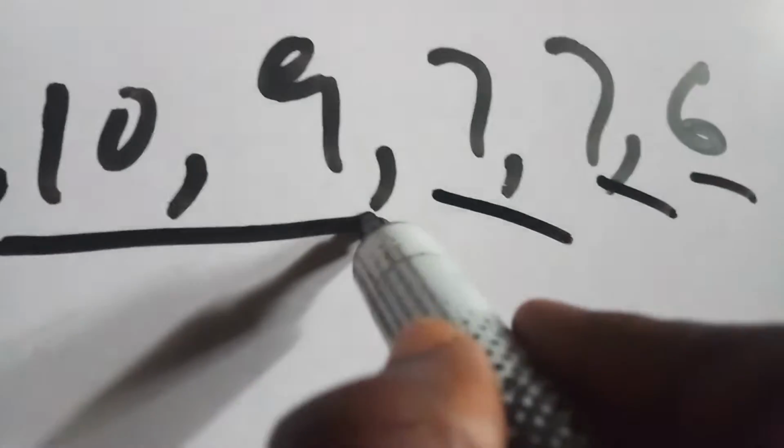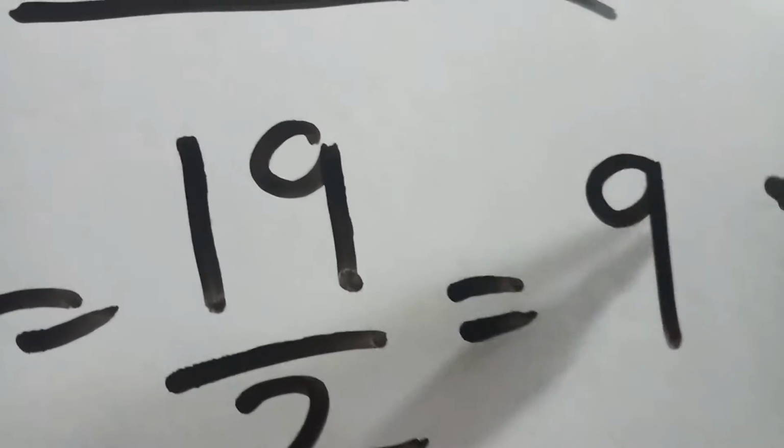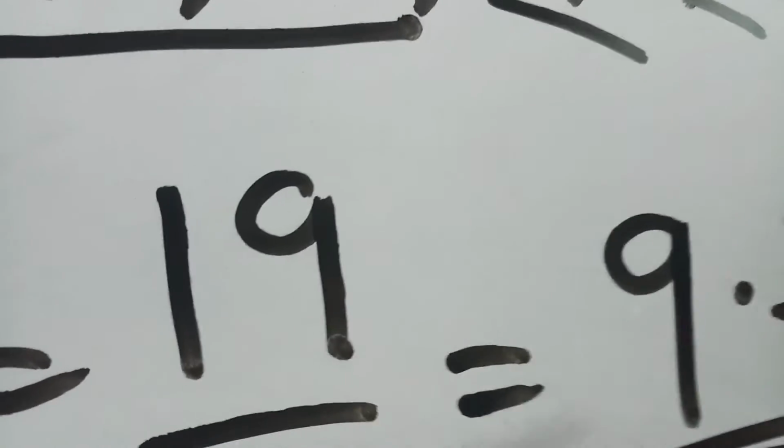The two remaining figures, you are going to add them together. That's 10 plus 9, divided by 2. 10 plus 9 divided by 2. That's 19 divided by 2. Your answer is 9.5. So this is your median number.